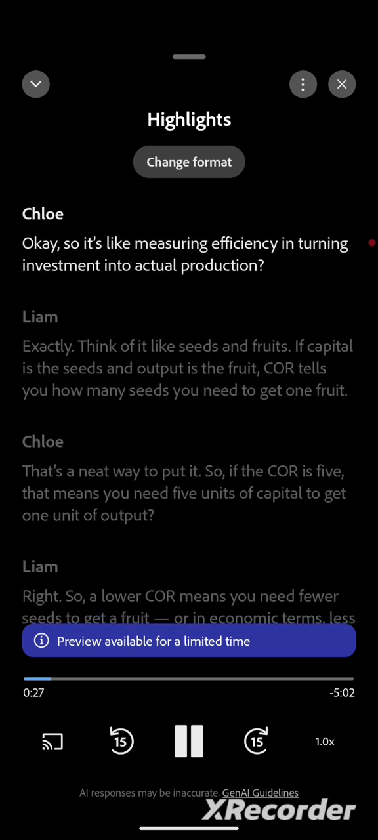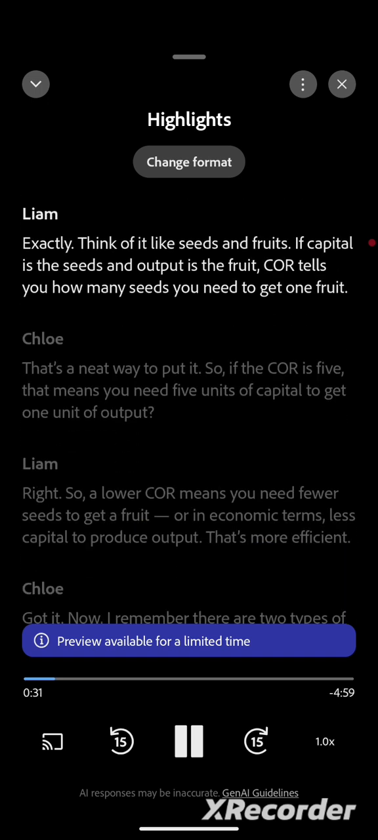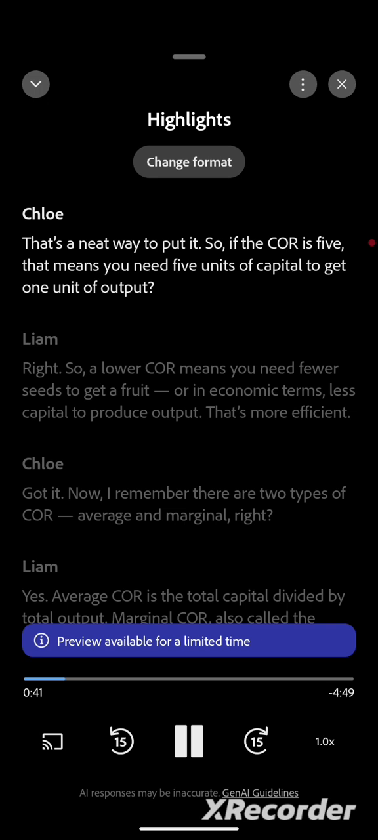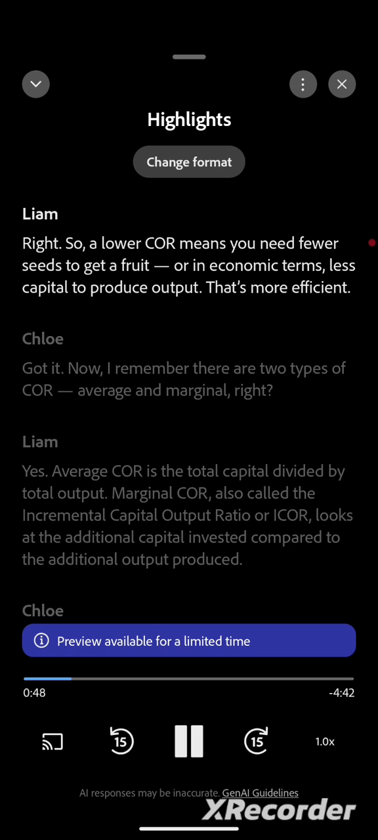Okay, so it's like measuring efficiency in turning investment into actual production? Exactly. Think of it like seeds and fruits. If capital is the seeds and output is the fruit, COR tells you how many seeds you need to get one fruit. That's a neat way to put it. So if the COR is 5, that means you need 5 units of capital to get 1 unit of output? Right, so a lower COR means you need fewer seeds to get a fruit, or in economic terms, less capital to produce output. That's more efficient.